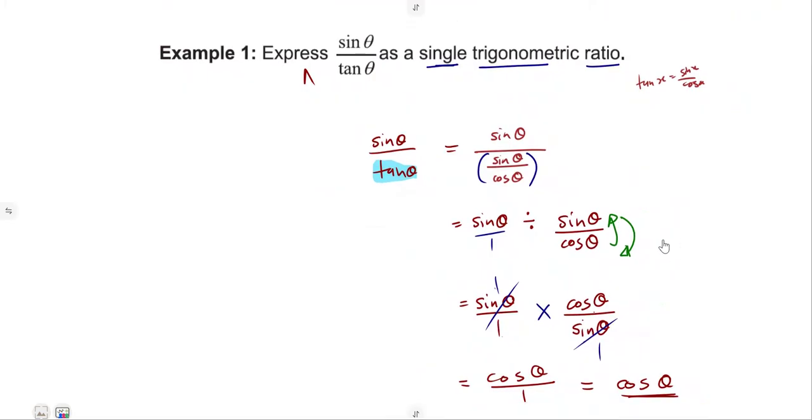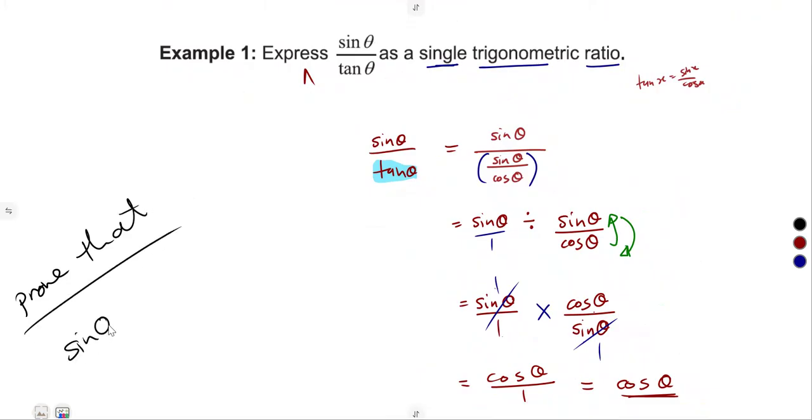Those are the same questions you'll be given in an exam where the aim is to simplify. To express is just like simplify. So they can change this and say, prove that the sine of theta over the tan of theta must give you cos theta. It's a question that they can also give you like that. So do you see that? To prove is just to simplify.